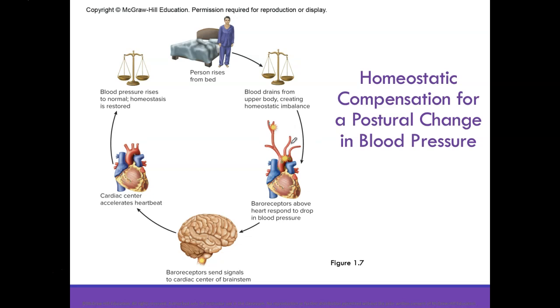So what happens is once we stand up, special receptors called baroreceptors above the heart respond to the change in blood pressure. They detect all the blood is falling, so to speak, to the floor. And those baroreceptors will then tell the brain, specifically the brain stem, to increase the cardiac cycle. What that means is the brain will tell the heart to beat faster. And if the heart beats faster, then the blood pressure will rise back to normal and homeostasis will be restored.